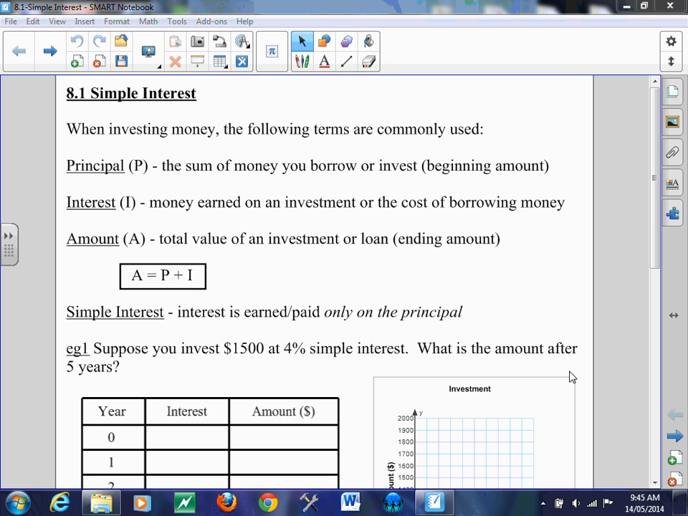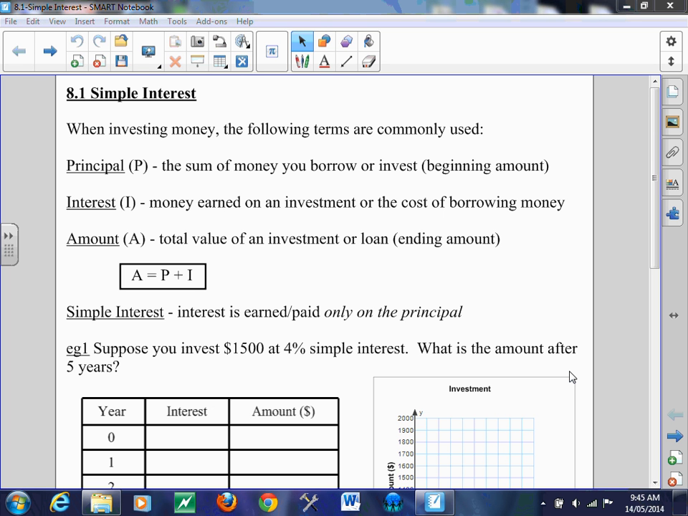Now, ladies and gentlemen, I saved this part for the end of the course because I think it's probably one of the most important parts of grade 11 in terms of the mathematics. What we're going to deal with is real-life math. Okay, so today we're going to be taking a look at one type of interest. There are two types, simple and compound.